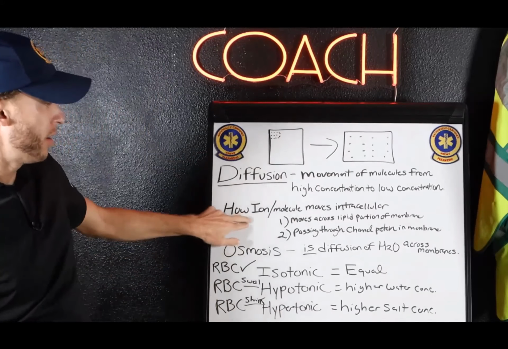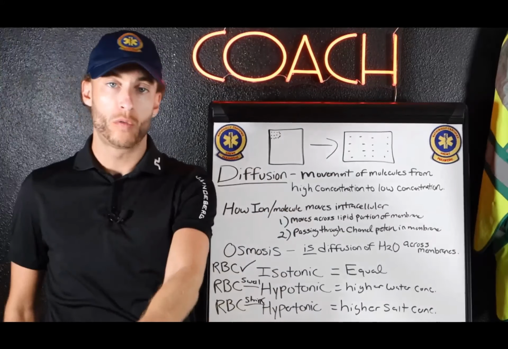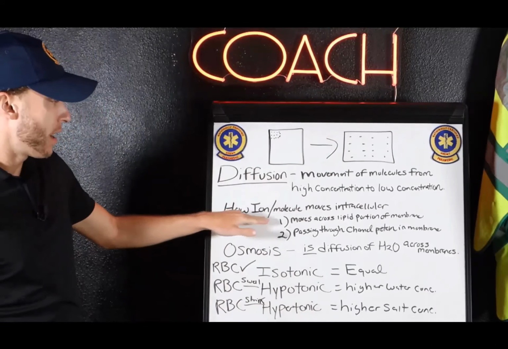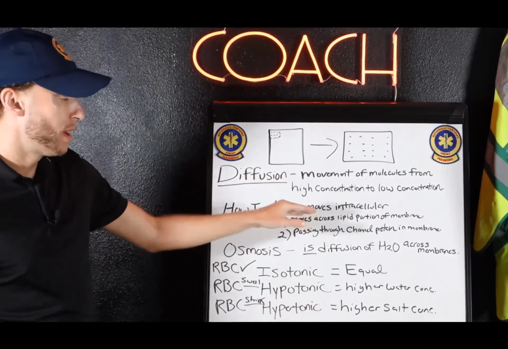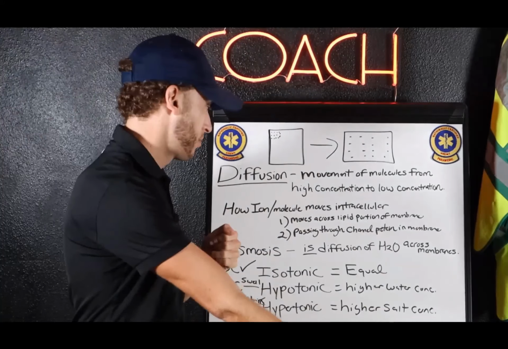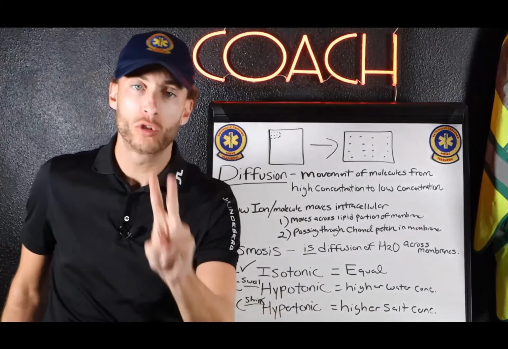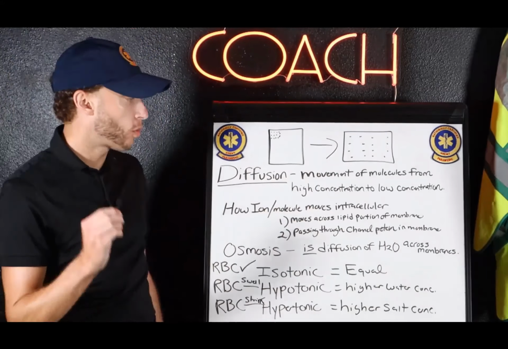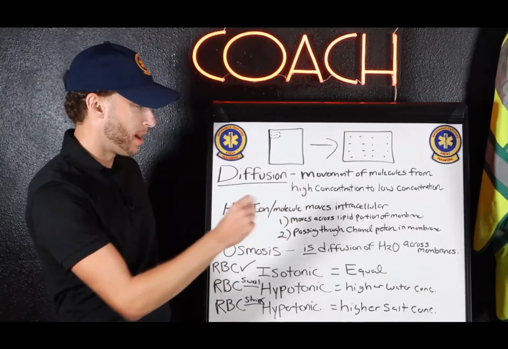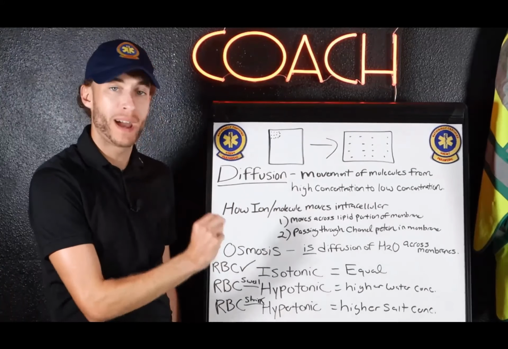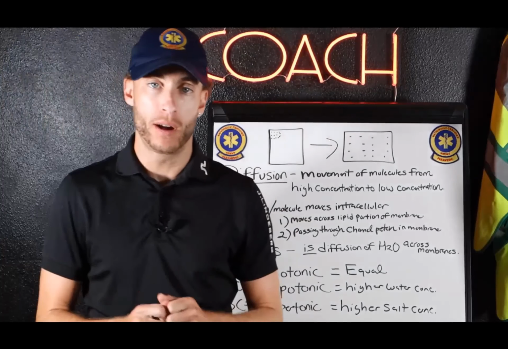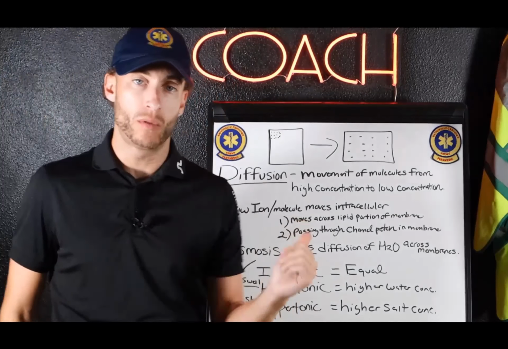Okay, now here are some key notes we're going to go over. Now here's the first one. I'm going to read it to you. How does the ionic molecule move into the intracellular space? There are two ways that happens. Number one, it moves across the lipid portion of the membrane. The second one is passing through the channel protein in that membrane. So there's two ways it does that.